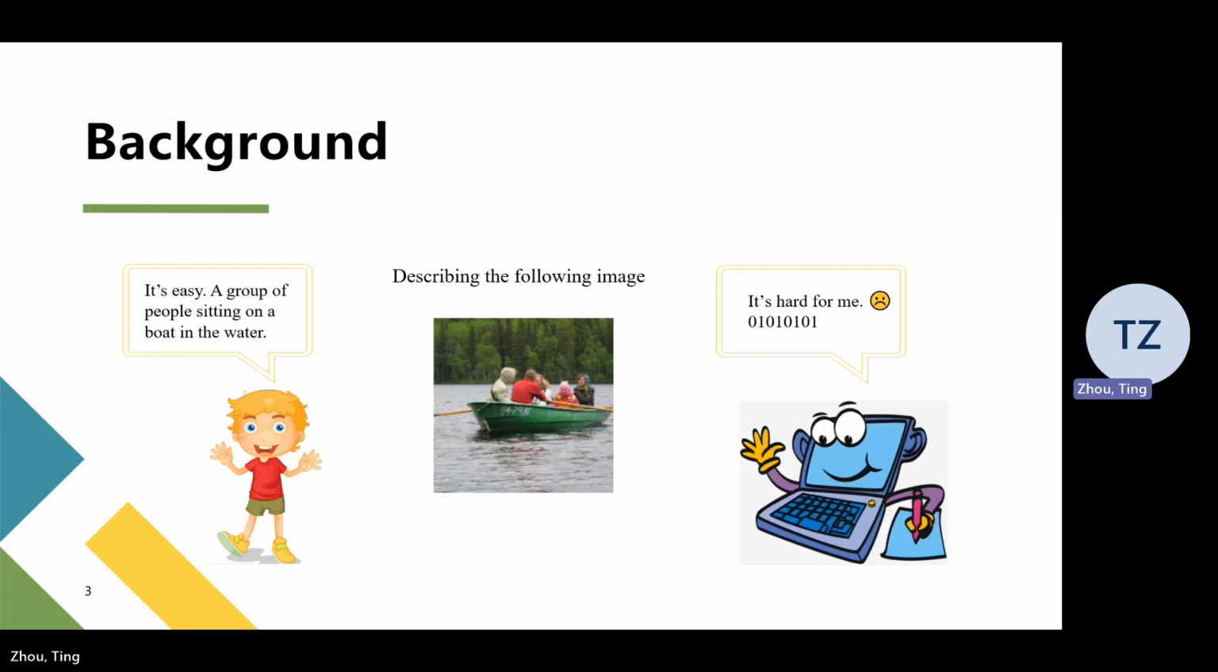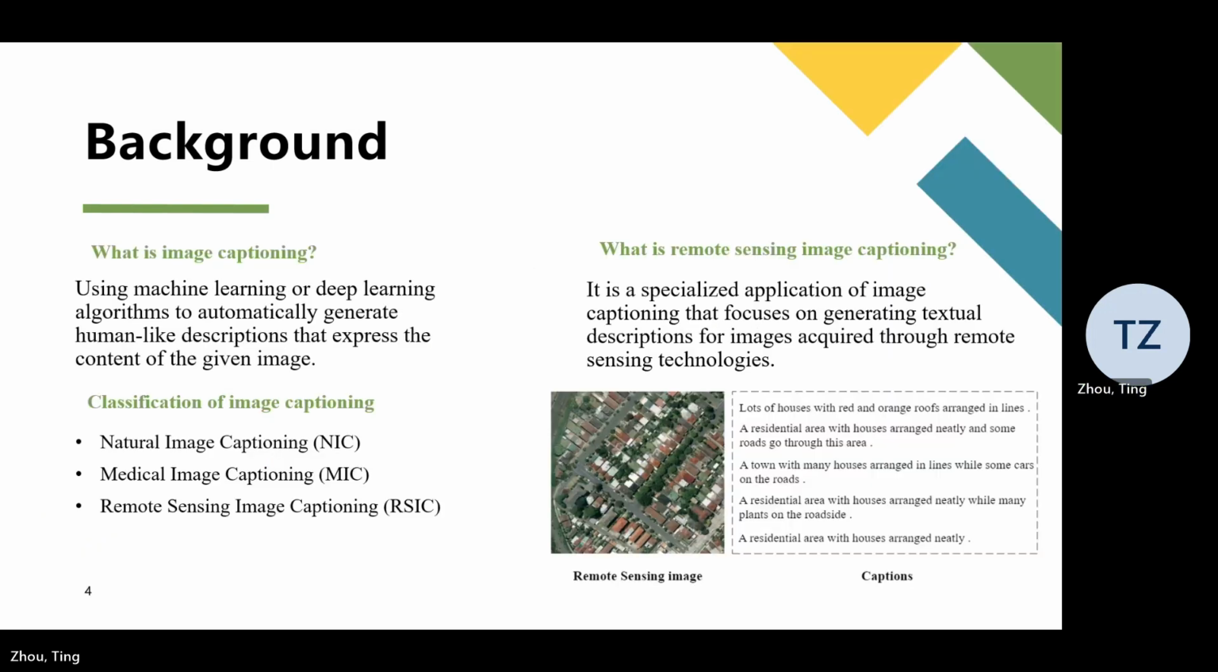Trying to describe the image below, it is easy for a human or even a child, but difficult for a machine because it only knows 1 and 0. So image captioning is to let the machine understand an image and output a human-like description. There are 3 types of image captioning: natural image captioning, medical image captioning, and remote sensing image captioning.